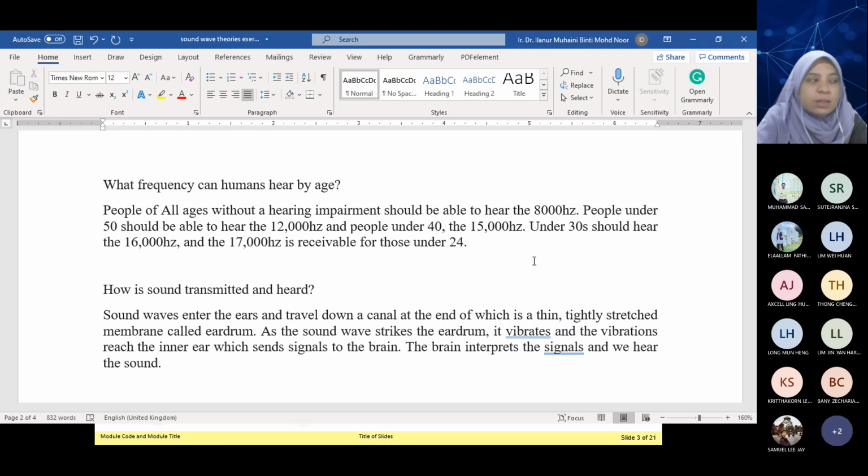Okay. How are they transmitted? Sound waves enter the ears and travel down the canal, at the end of which is a thin, tightly stretched membrane called the eardrum. As the sound wave strikes the eardrum, it vibrates, and the vibration reaches the inner ear, which sends signals to the brain. The brain interprets the signals and we hear the sound.